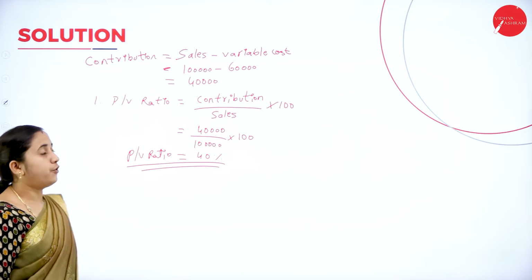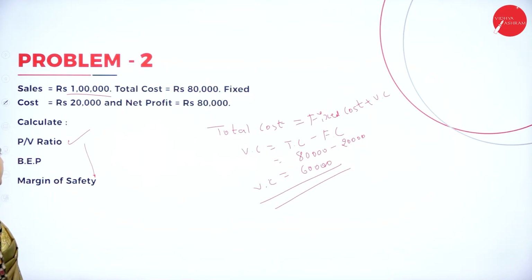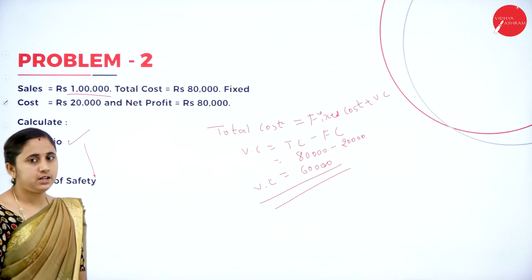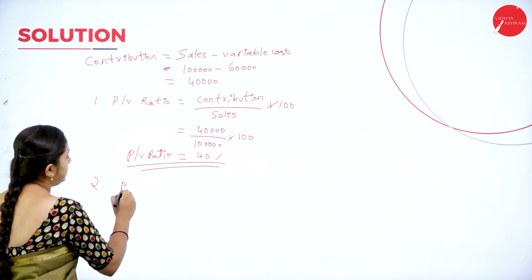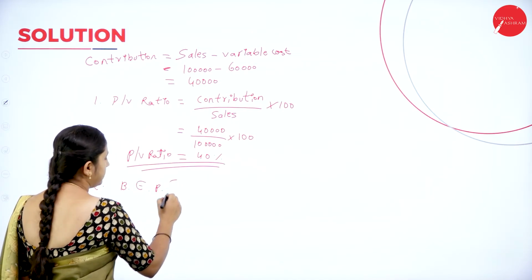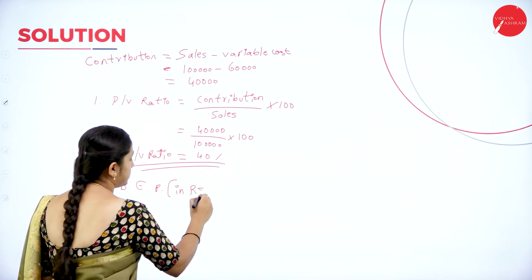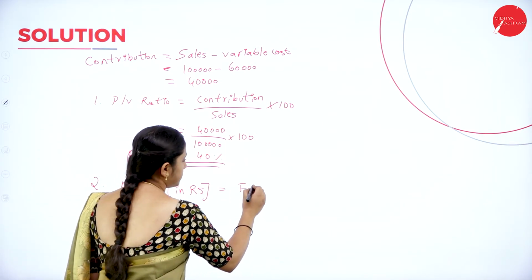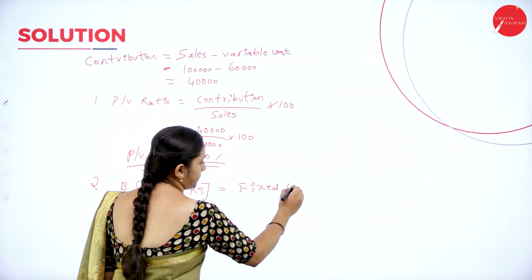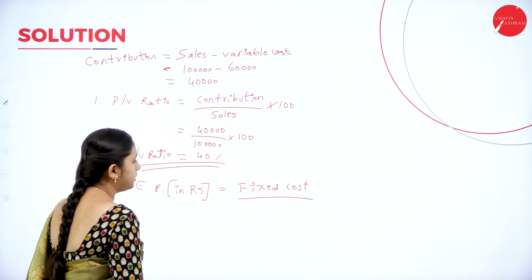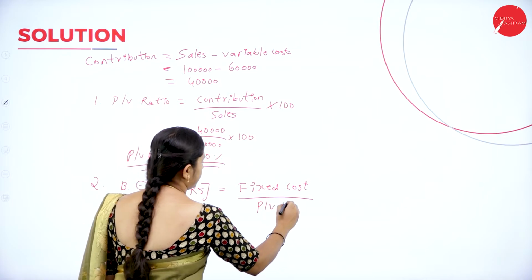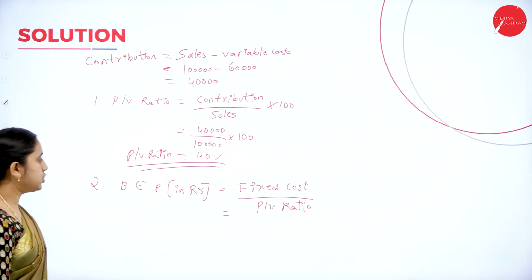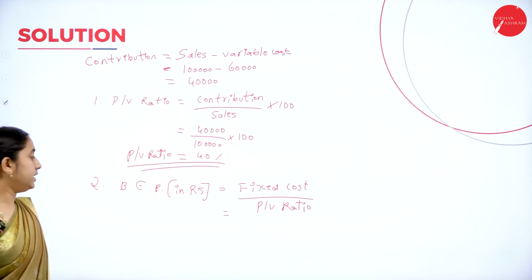PV ratio is 40%. PV ratio is over. Next, BEP. We can calculate BEP in rupees as well as BEP in units. First, calculate BEP in rupees. The formula: fixed cost divided by PV ratio is equal to BEP in rupees.